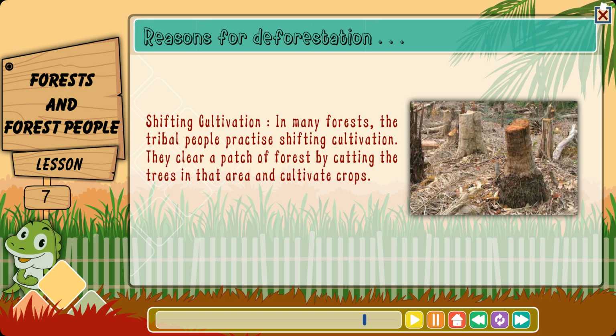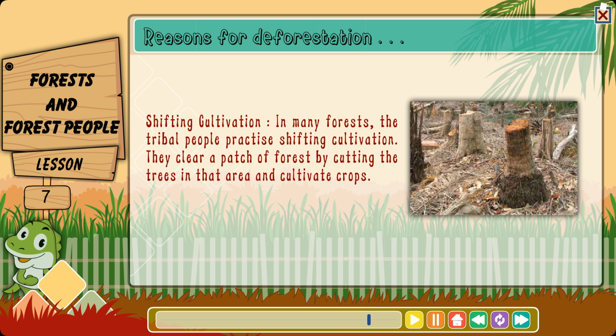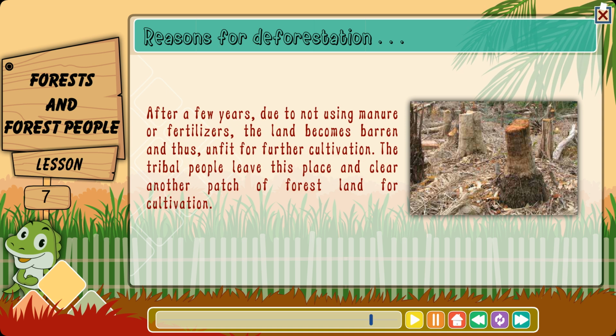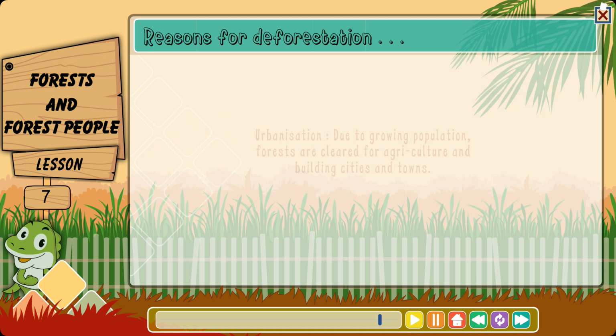Reasons for deforestation. Shifting cultivation. In many forests, the tribal people practice shifting cultivation. They clear a patch of forest by cutting the trees in that area and cultivate crops. After a few years, due to not using manure or fertilizers, the land becomes barren and thus unfit for further cultivation. The tribal people leave this place and clear another patch of forest land for cultivation.